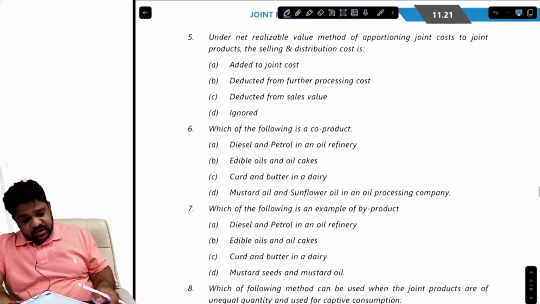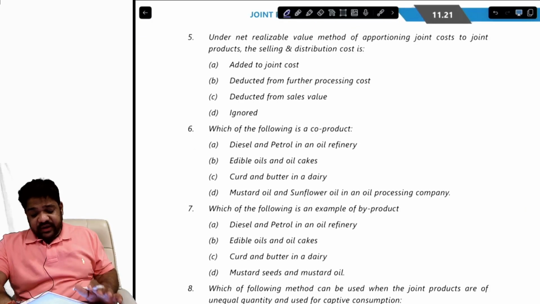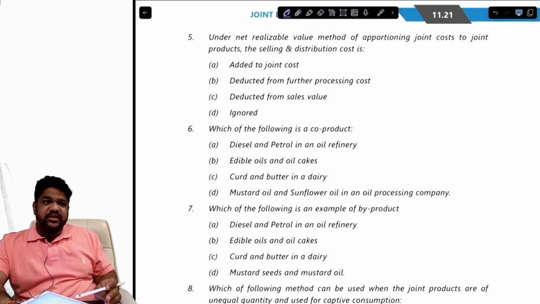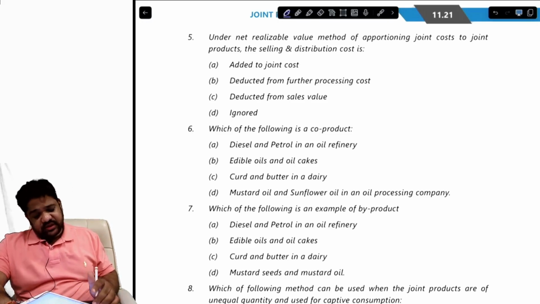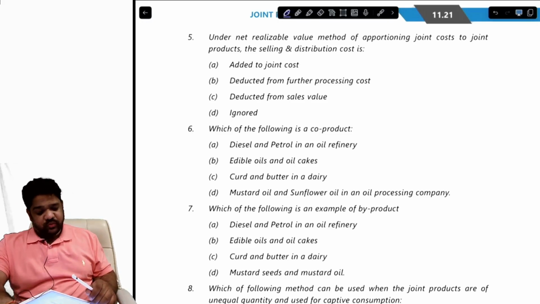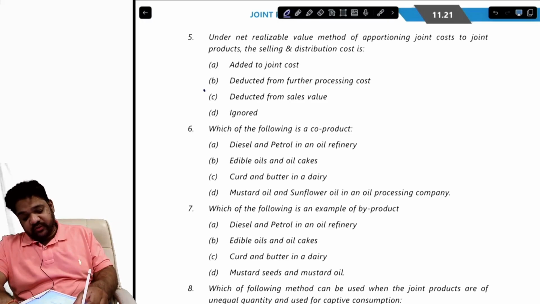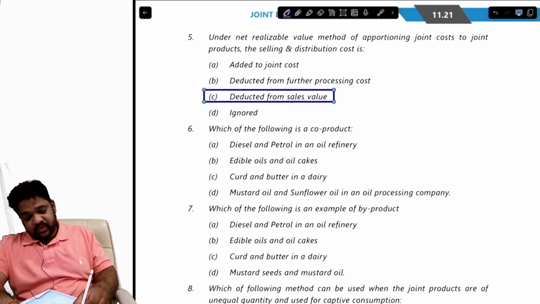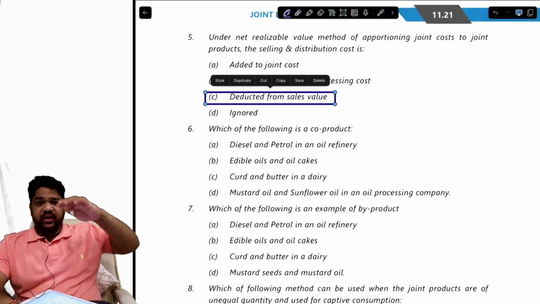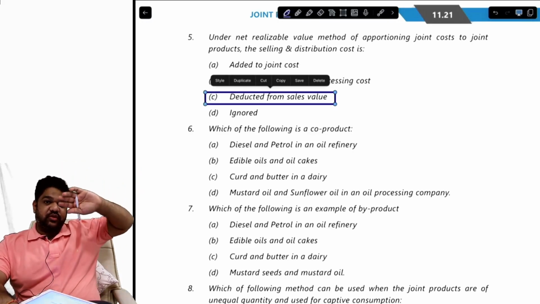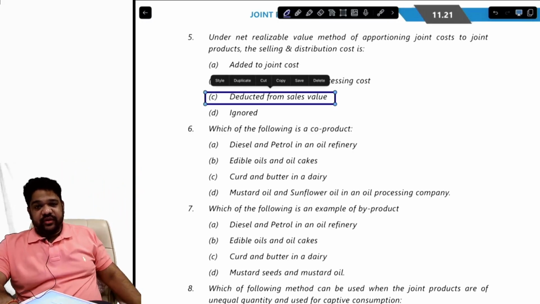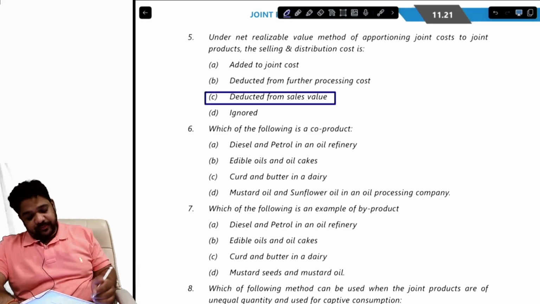what do we have next? Fifth one, under net realizable value method of apportioning joint cost to joint products, under NRV method, selling and distribution cost, is it added to the joint cost? No, they are separate. These will be part of further processing cost. Do you deduct it from further processing cost? No, but we deduct it from the sales value. Correct, na? When we are doing net realizable value, NRV method, we do sales at final stage less the further processing cost to get the NRV, right? So this will be deducted from the sales value.